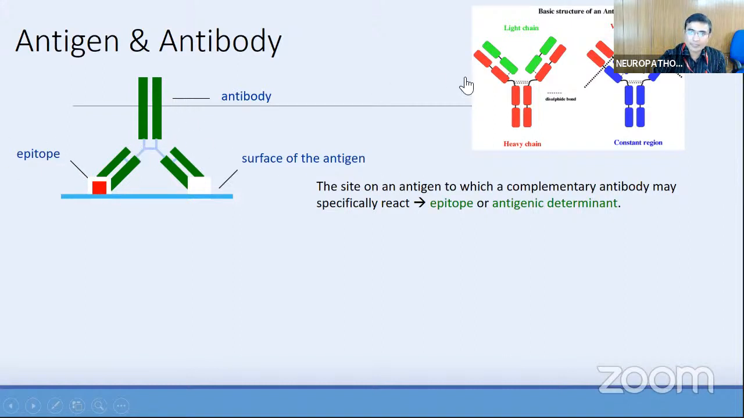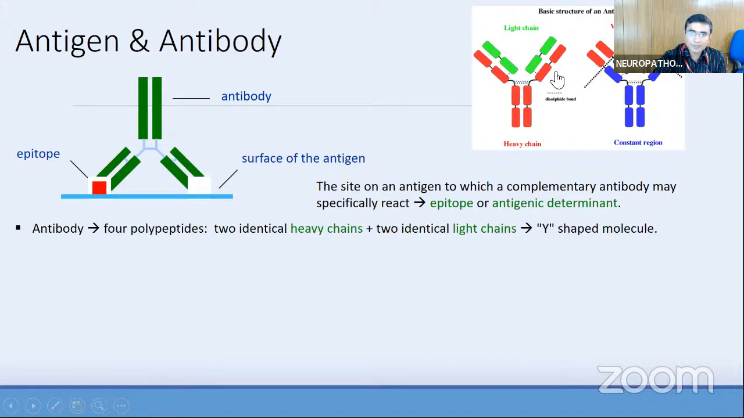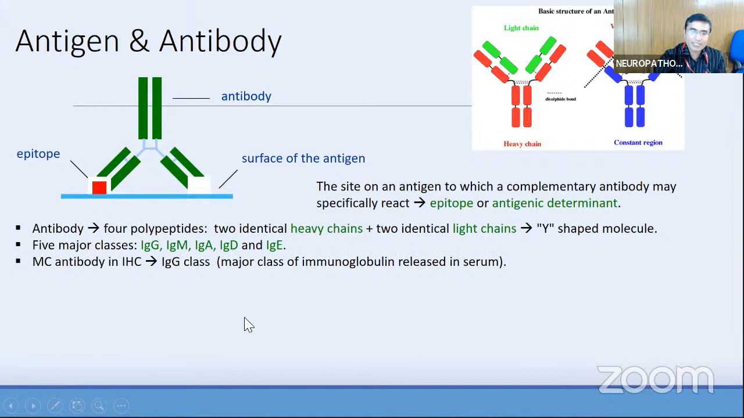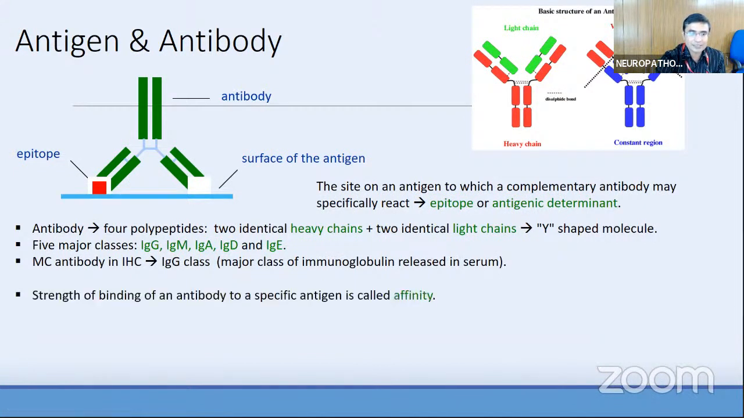However, the antibody is quite big, as you can see. It has 4 polypeptide chains, 2 heavy and 2 light chains. It has a variable region and a constant region. It's the constant region which determines a particular class of antibodies, and there are 5 major classes: IgG, IgM, IgA, IgD, and IgE. Most of the antibodies used in immunohistochemistry will be of the IgG class, because that is the major class of immunoglobulin produced in our body and released into the serum.